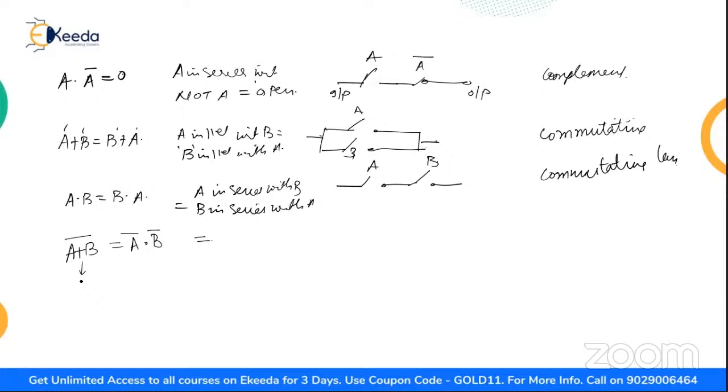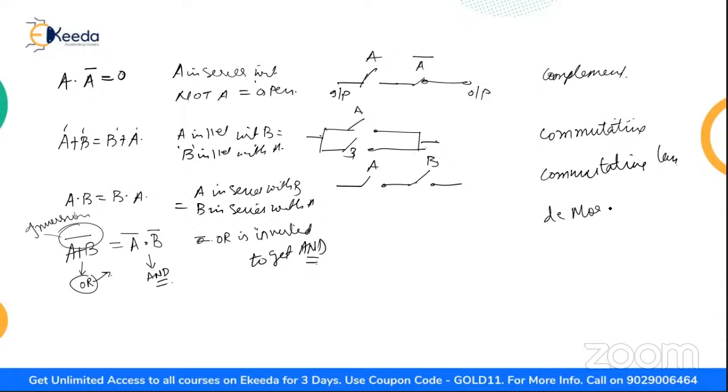Plus means or, this means and. That means or is inverted. Bar means inversion. I will say or is inverted to get and. Remember this. This is De Morgan's theorem.